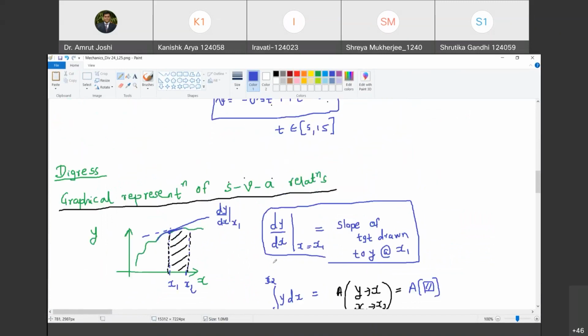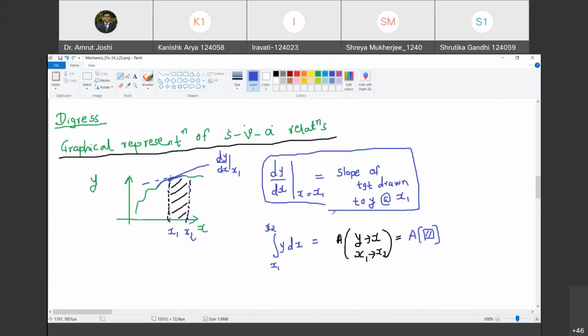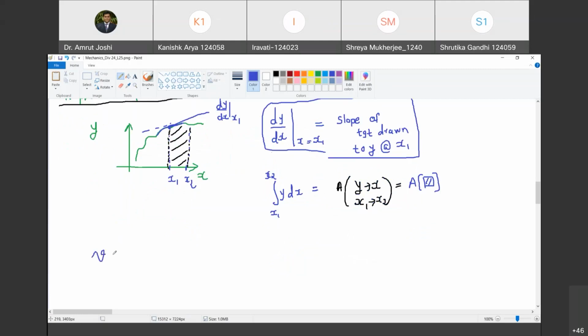Now, let us extend these graphical interpretations of differentiation and integration. Differentiation gives you the slope of the tangent. Integration gives you the enclosed area. Are you with me? Yes, sir. Okay. Now let us try to graphically represent the relationship between S, V, and A. Can you tell me the relationship between velocity and S? Velocity is equal to ds by dt, sir. Do you agree with me?